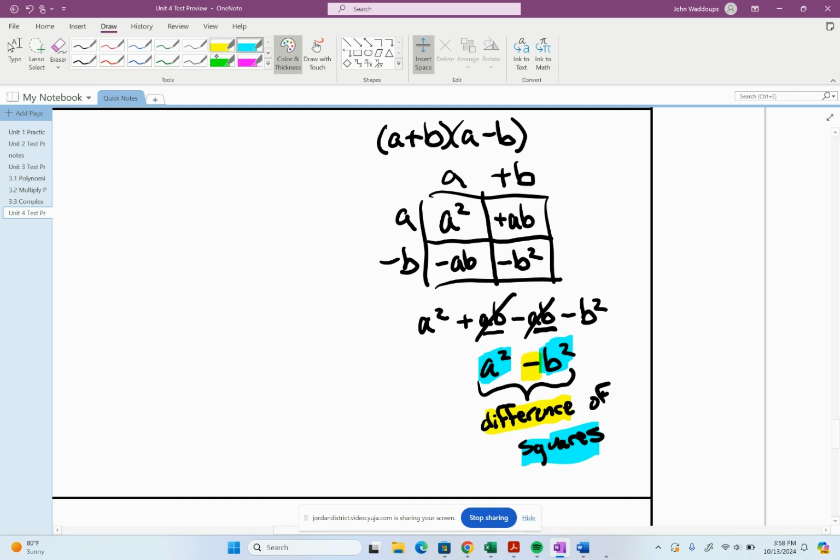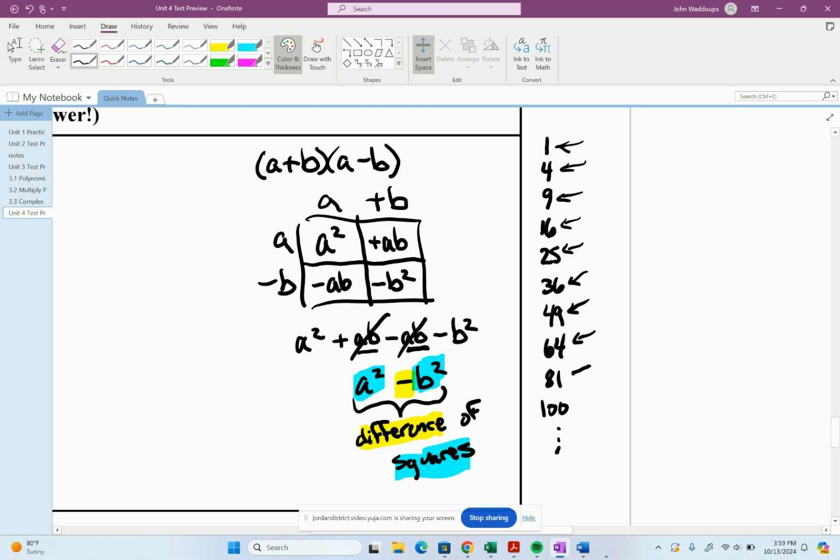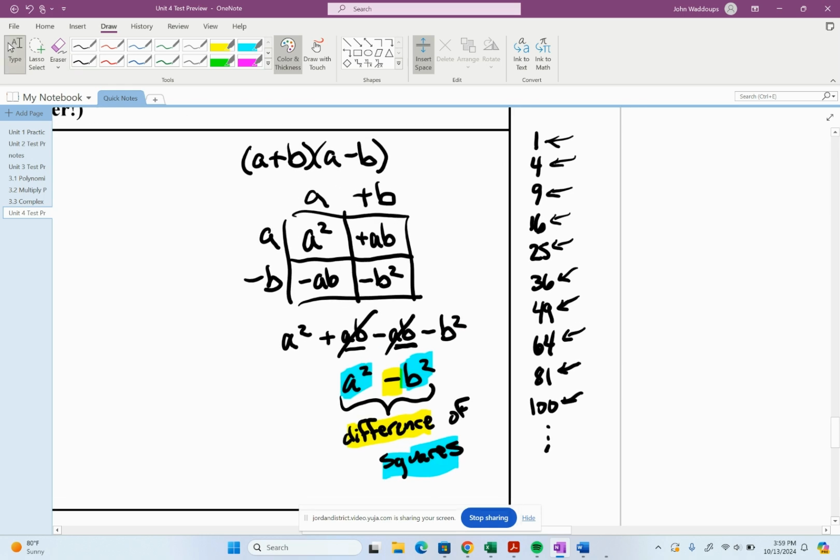And so it's also very useful to remember these numbers. 1 squared is 1, 2 squared 4, 9, 16, 25, 36, 49, 64, 81, 100, and so on. See, the top one, this is 1 squared, 2 squared, 3 squared, 4 squared, 5 squared, 6, 7, 8, 9, and 10 squared, respectively. So if you can recognize those as being squares, then that helps.